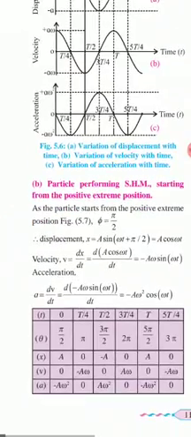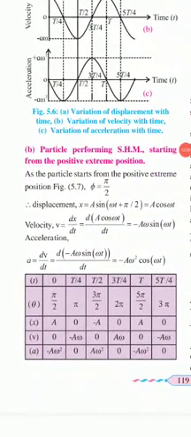Similarly you can calculate it for velocity also. What is velocity? Velocity is nothing but minus a omega sin omega t. Again you have to put the value of t as 0, that is angle 0. What is sin 0 here? If you put that value in v equal to minus a omega sin omega t, v equal to 0.